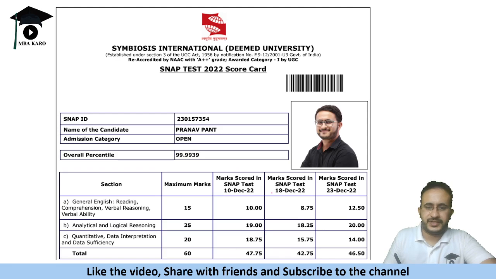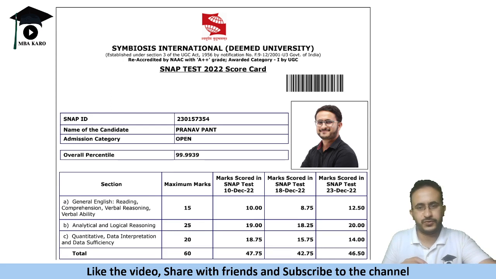So SNAP has three slots and it picks the best of the three scores. Irrespective of the difficulty level, they do not normalize the scores. So whatever you get as the score among the three slots, the highest is taken as your final score.